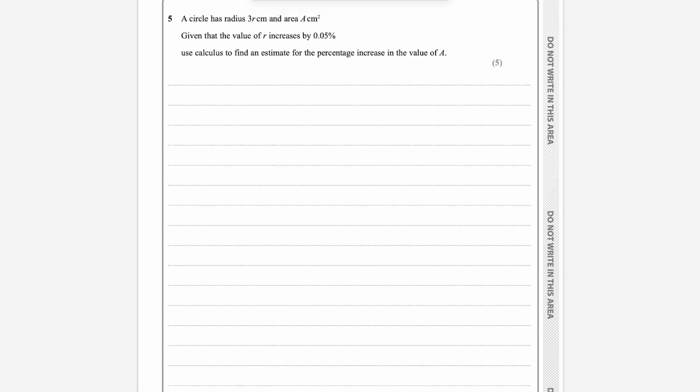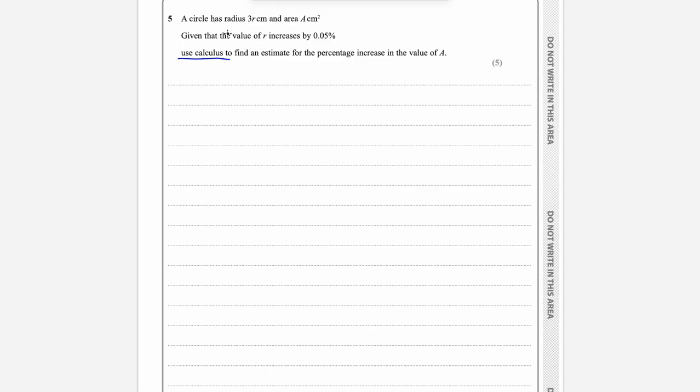Question 5. A circle has radius 3r and area A. Given that the value of r increases by 0.05%, use calculus to find an estimate for the percentage increase in the value of A. Okay, guys, this question is really weird. There's the normal way to do it, but he does say use calculus. The mark scheme I just checked accepts the normal way to do it. Let's do the normal way first.